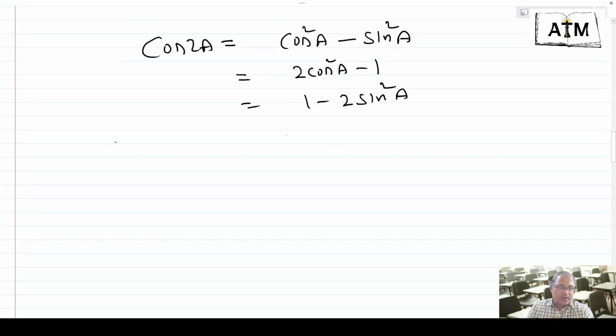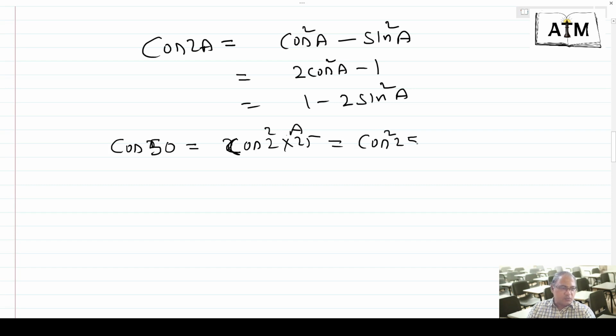Now consider some examples. Suppose you wish to find cos 50. Then cos 50 can be written as cos 2 into 25. Whenever such numbers are given, you should be able to convert them into 2a form. So cos 2 into 25, so it is 2a, a equals 25. So what you can write? Cos square a, that is cos square 25 minus sin square 25.